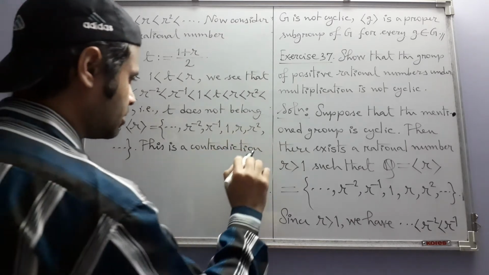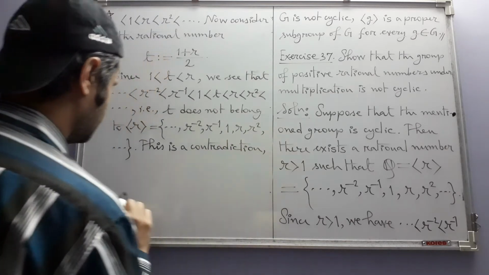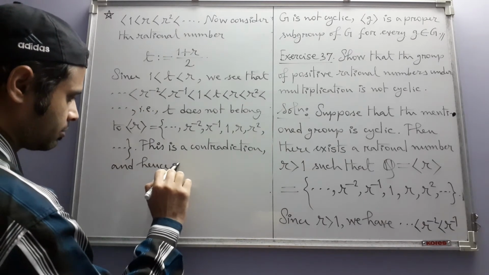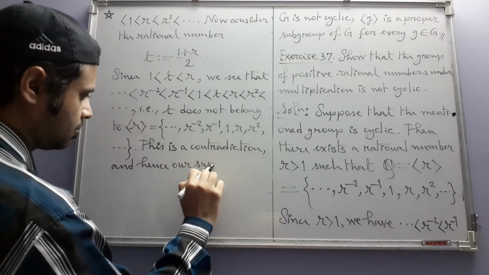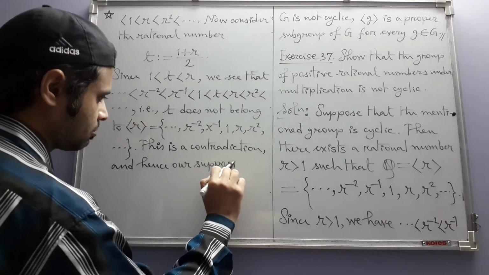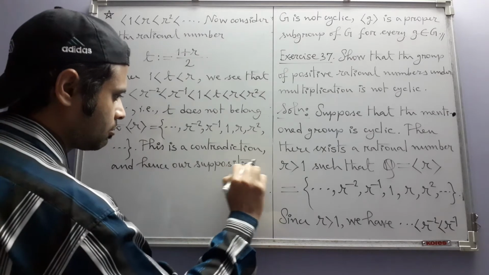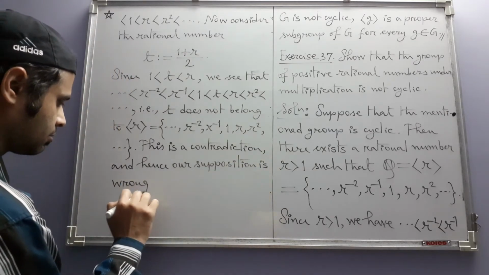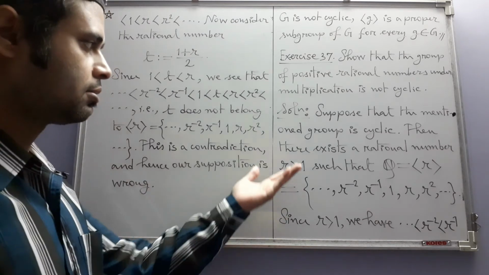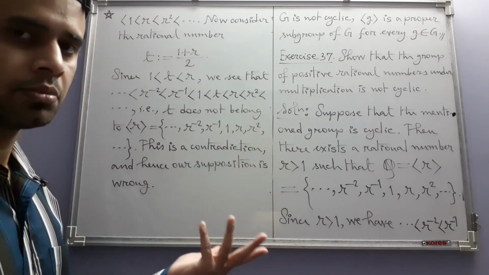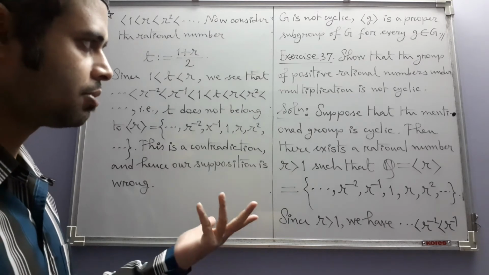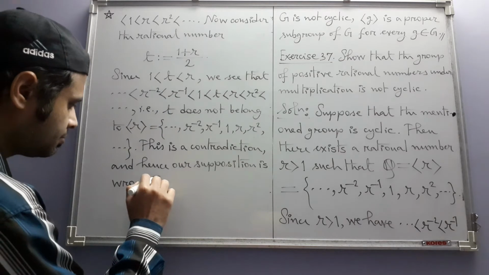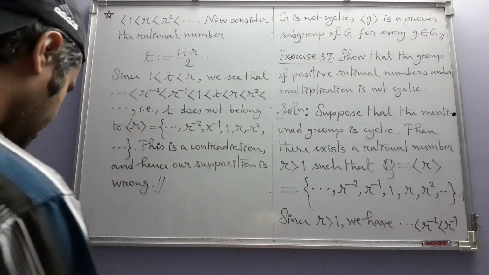This is a contradiction and hence our supposition is wrong. That means the multiplicative group of positive rational numbers cannot be a cyclic group. So there the solution ends.